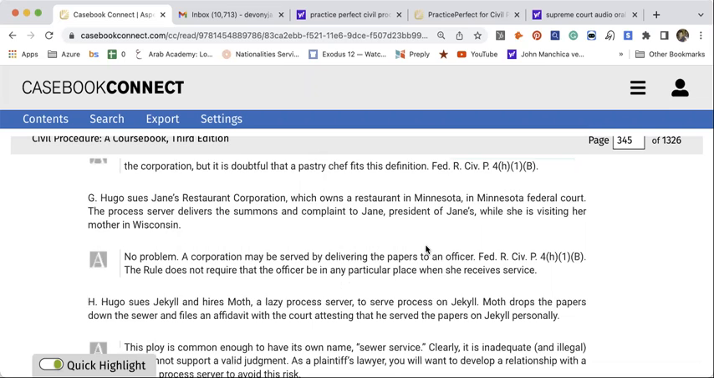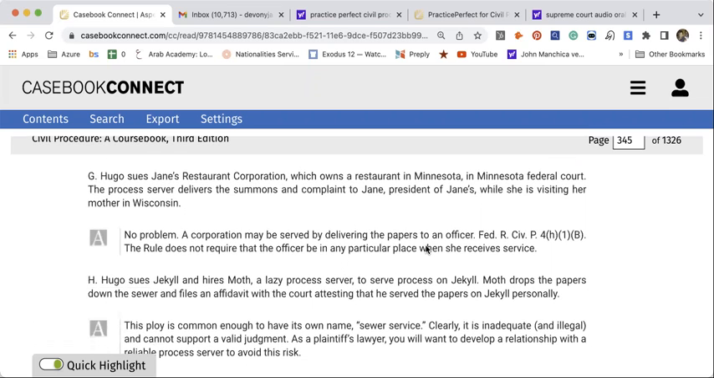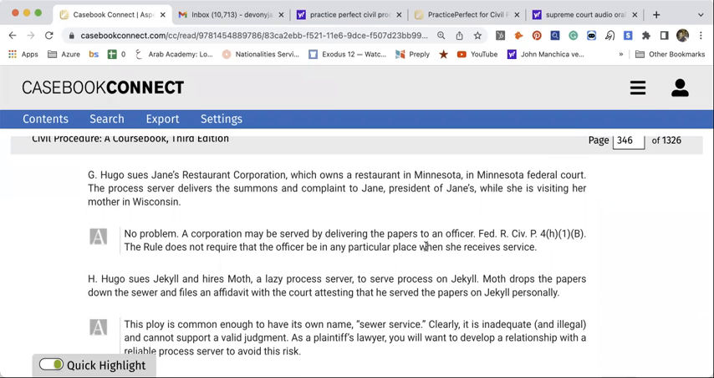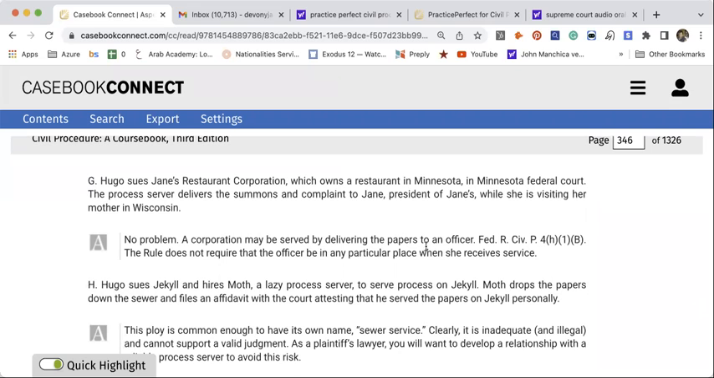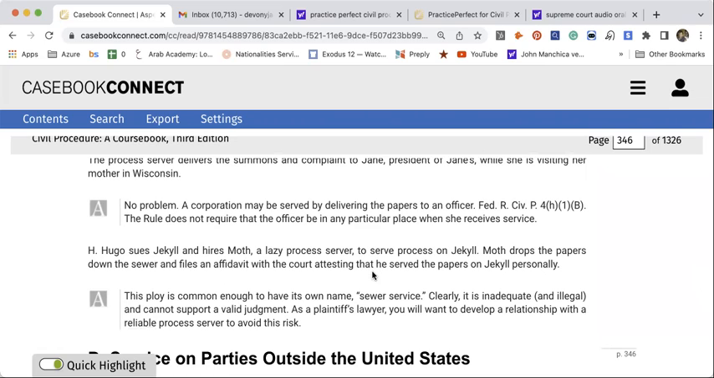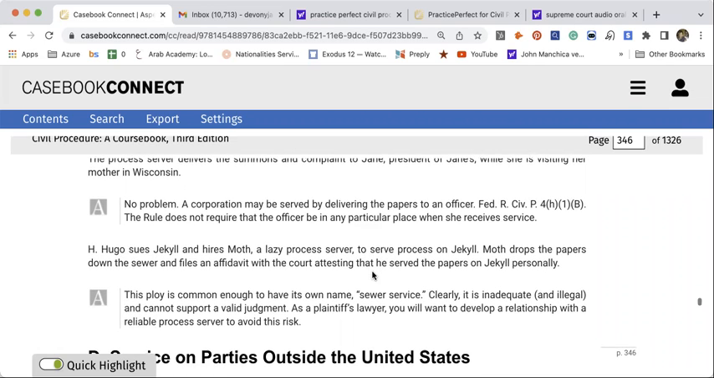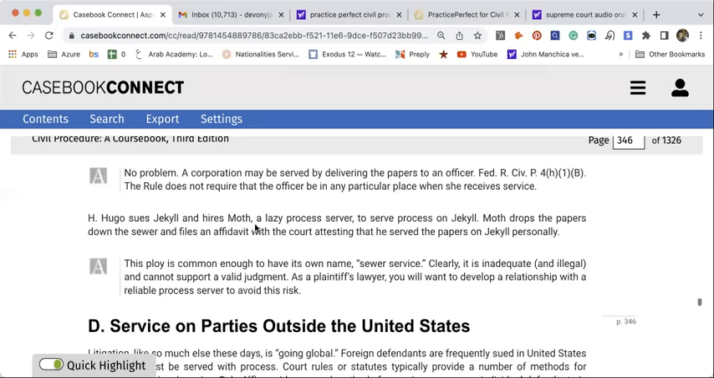Hugo sues Jane's Restaurant Corporation, which owns a restaurant in Minnesota, in a Minnesota federal court. The process server delivers the summons and complaint to Jane, president of Jane's, while she is visiting her mother in Wisconsin. No problem. The corporation may be served by delivering the papers to an officer. Federal Rules of Civil Procedure 4(h)(1)(B). The rule does not require the officer to be in any particular place when she receives service.